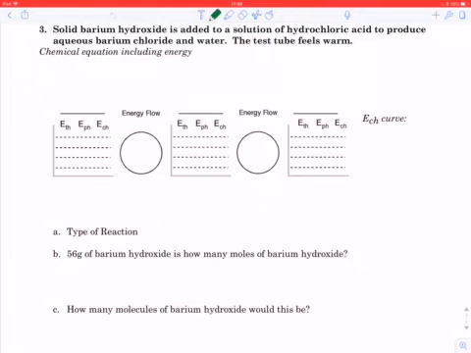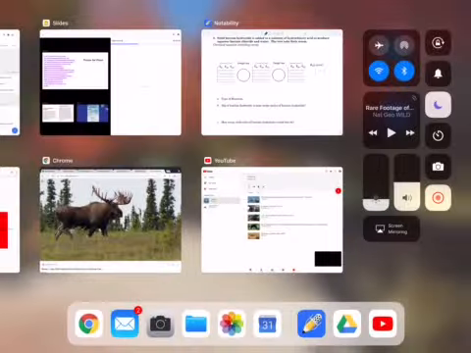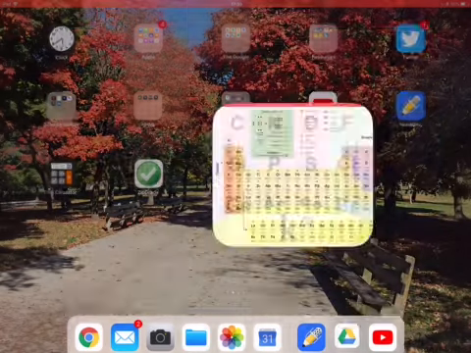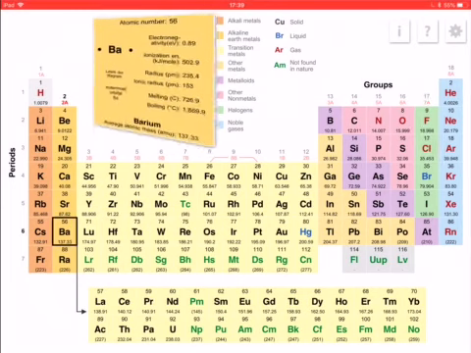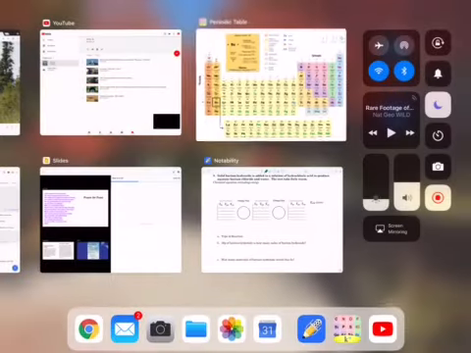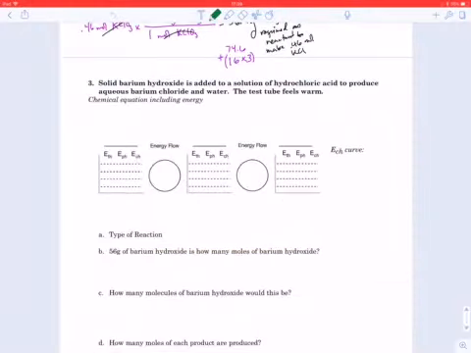All right, so we've got solid barium hydroxide. In my periodic table, I'm aware that barium is going to be in the second column. Barium is in the second column with a charge of +2, and hydroxide is going to have a charge of -1. So you're going to have one barium with 2 hydroxides, excuse me.